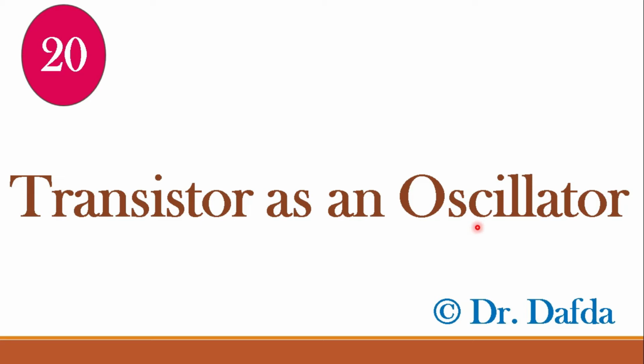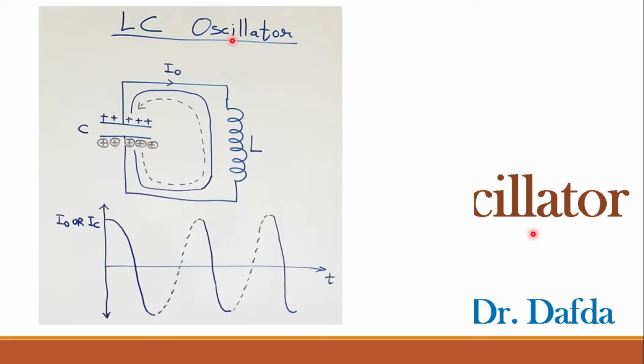So how to do this? A part of the output is taken and is fed back to the input so that continuous waveforms are attained or achieved, right? So we'll start the understanding of this transistor as an oscillator by understanding a simple LC oscillator.